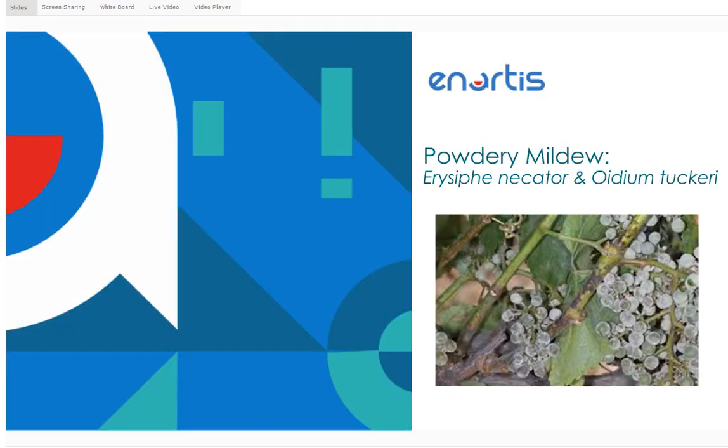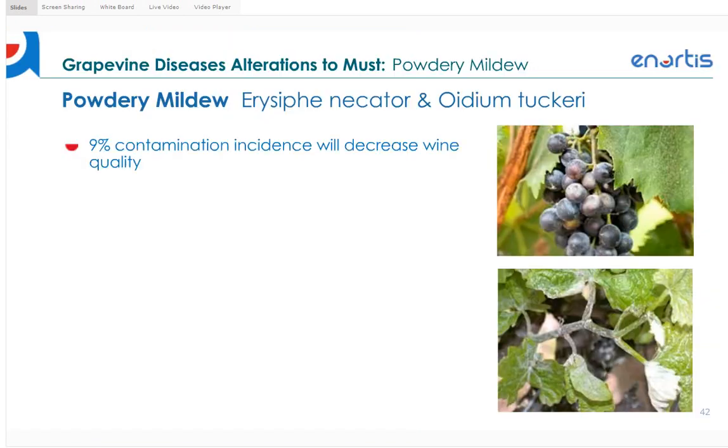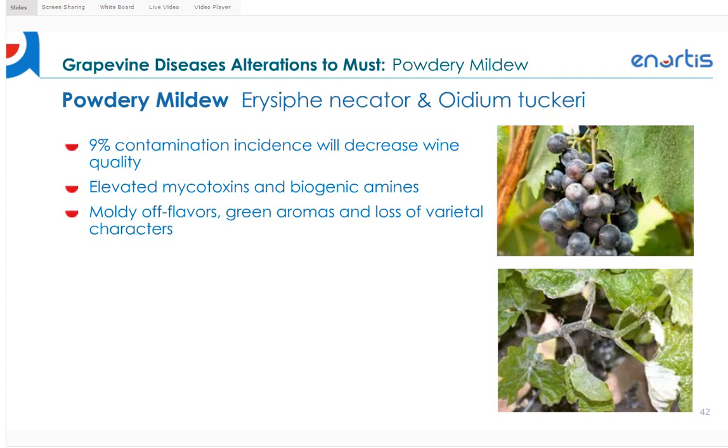So now just to get into a few notes on powdery mildew. At about 9% contamination, you will see a decrease in wine quality. Again, like botrytis, there's elevated mycotoxins and biogenic amines. There are similar moldy off flavors which are formed from powdery mildew.